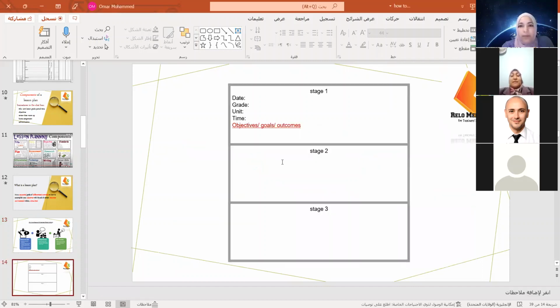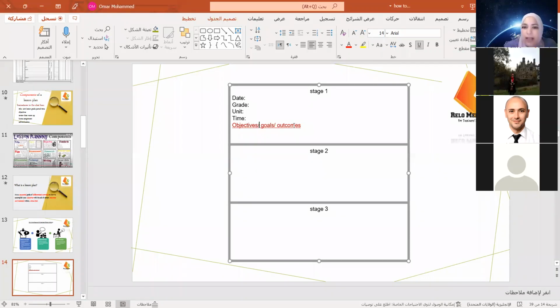So this is your paper, and now you have written stage 1, the date, the grade, the unit, and the time for the session. And then you are going to decide what your objectives, your goals, or your outcomes are. Sometimes lesson templates contain words like objective, goals, and outcomes. But we don't understand.